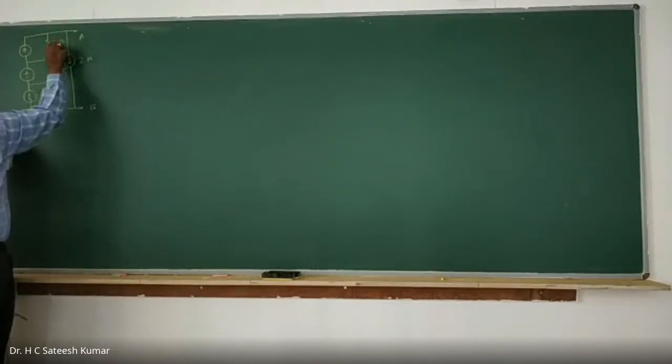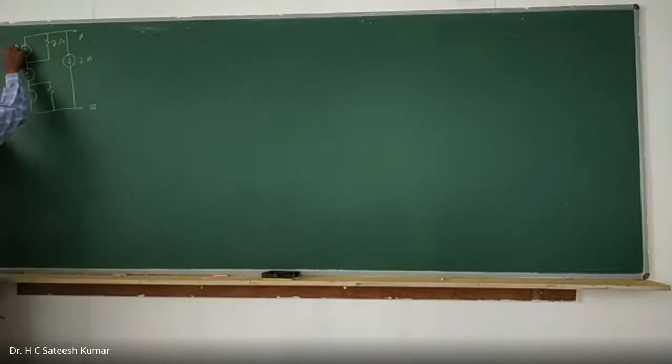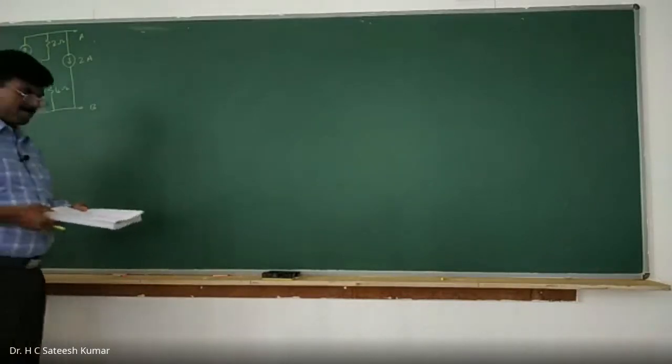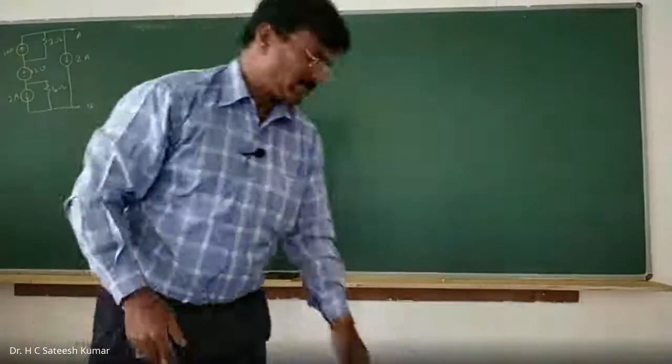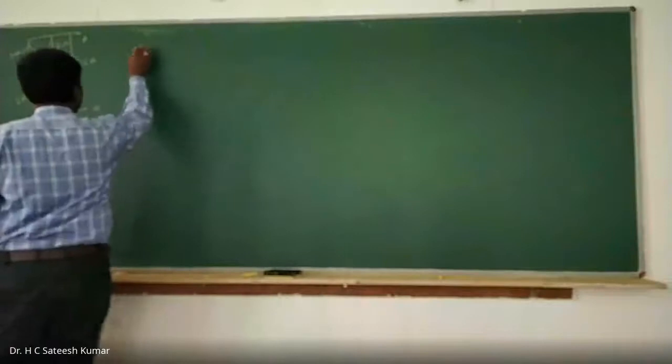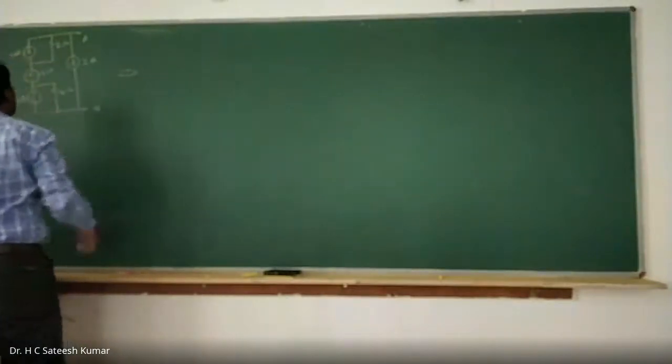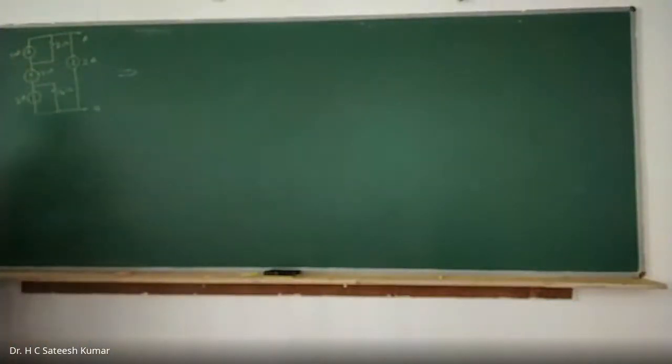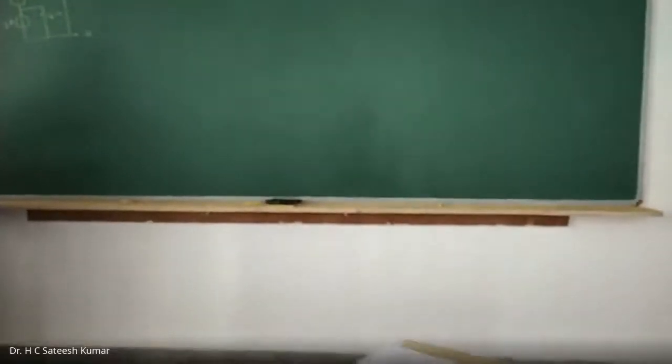This is 2 ohms, 10 amps, 12 volts, 4 ohms, 2 amps. Okay, right. Now what we have is, all three are in series. This one is in series with this one, and each is in series with this one. So if you want to simplify a series connection, convert all the sources into voltage sources.